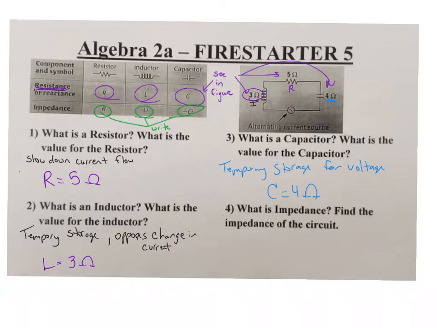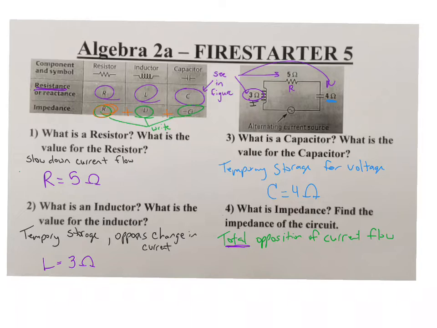A circuit's total opposition of current flow is impedance. So that's the total. That's a big thing for us as we understand the word total. That means I'm going to do this piece plus this piece plus this piece.